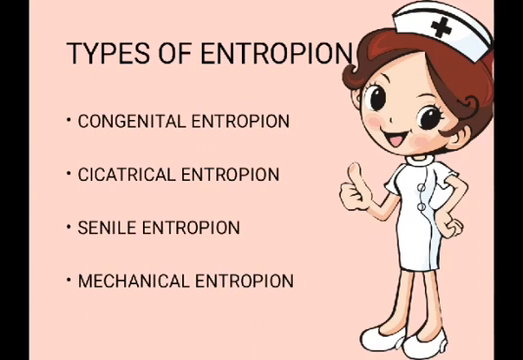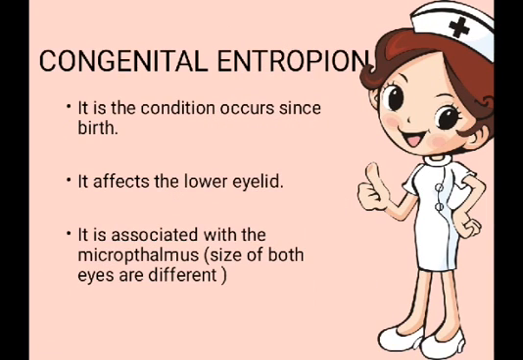Types of entropion: there are four different types of entropion: congenital entropion, cicatricial entropion, senile entropion, and mechanical entropion. First of all, we discuss congenital entropion. It is a condition that occurs since birth. It affects the lower eyelid only. In our eye, two eyelids are present, upper eyelid and lower eyelid, so it affects only the lower eyelid. It is associated with microphthalmos. Microphthalmos is a condition in which the size of the two eyes is different.